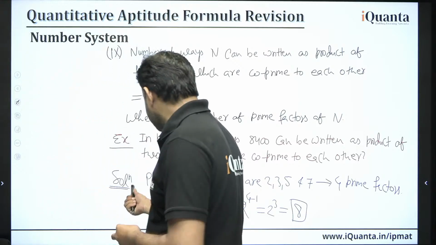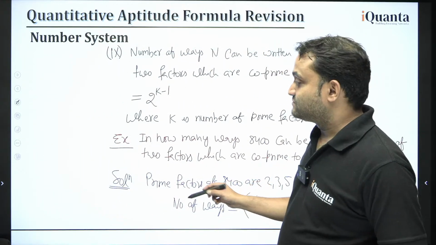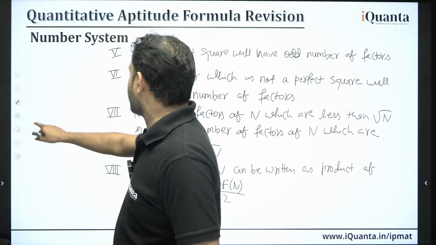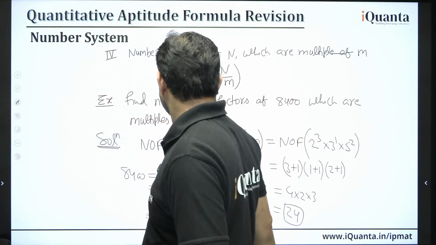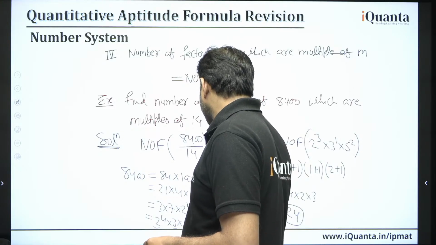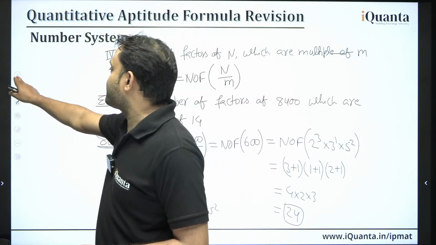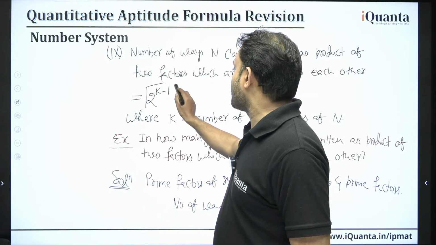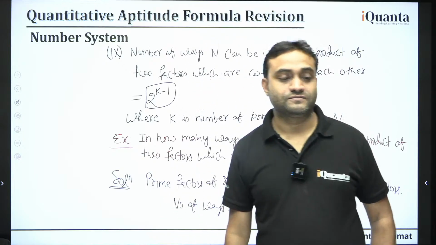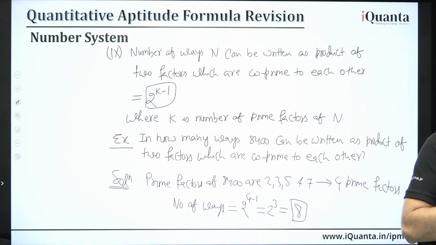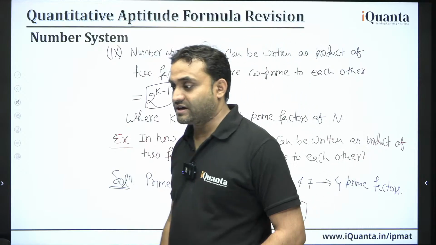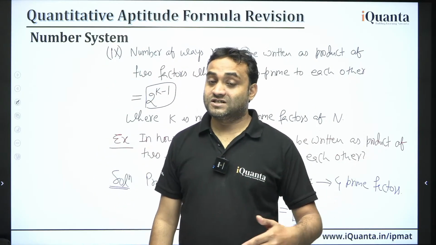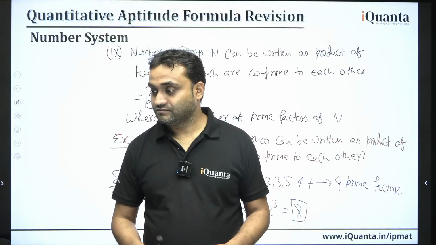Nama, in this case, check the prime factors of 8400. We did the prime factorization of 8400 here. This one. So 2, 3, 5, 7. The number of prime factors of 8400 is 4. The number of ways will be 2 to the power k minus 1, all right. Yes, we will learn Euler's theorem as well in the upcoming classes.